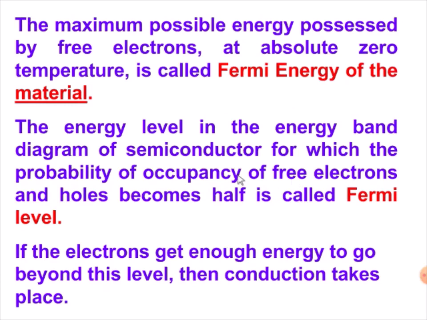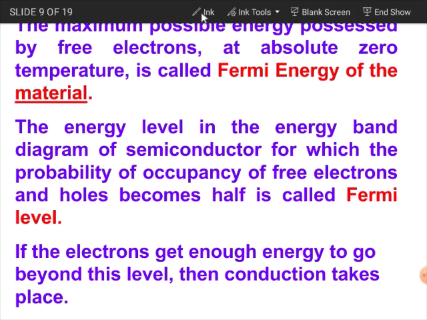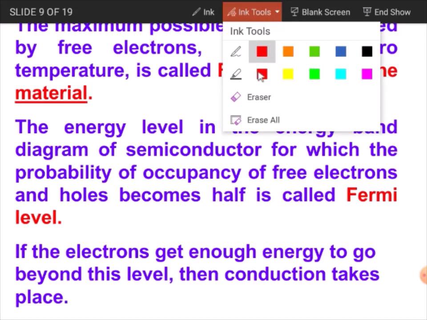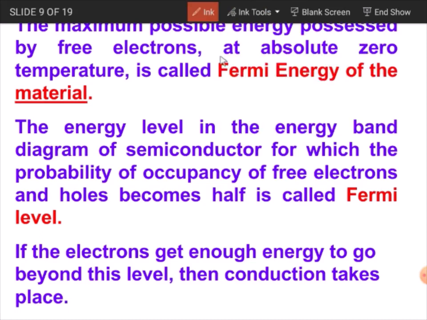Now let's see what is meant by Fermi energy and Fermi level. The maximum possible energy possessed by a free electron at absolute zero. This at absolute zero is very important, you should not miss it. So what is the Fermi energy? It is the maximum energy possessed by free electrons at absolute zero, and it is called the Fermi energy of that material.